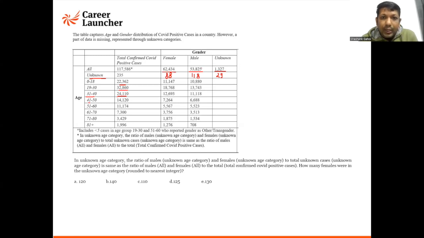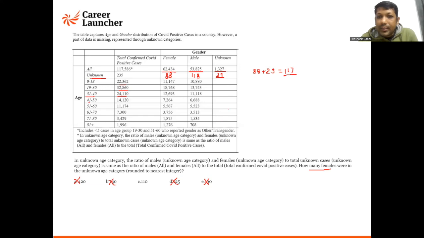Now, these 29 people, all can be females, all can be males. So what is the maximum number of females we can have? That is 88 plus 29, so that comes out to be 117. Now the question is talking about how many females were in the unknown age category. So that is definitely going to be less than 117. So I can say 120 is wrong, 140 is wrong, 125 is wrong, 130 is also wrong.